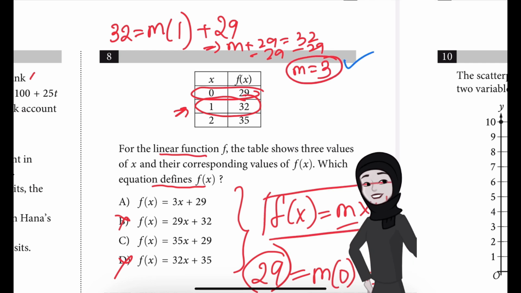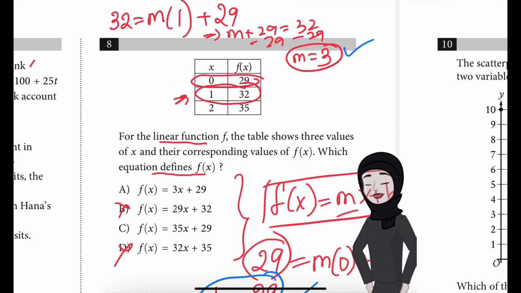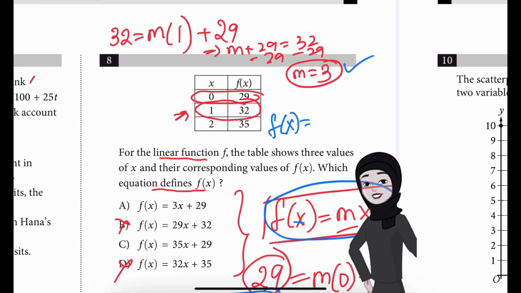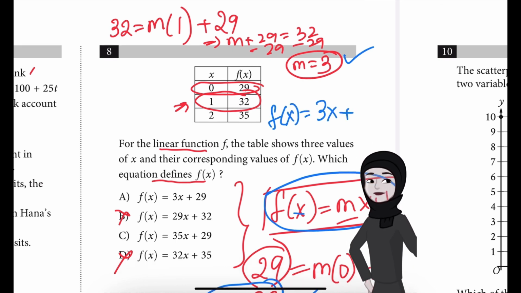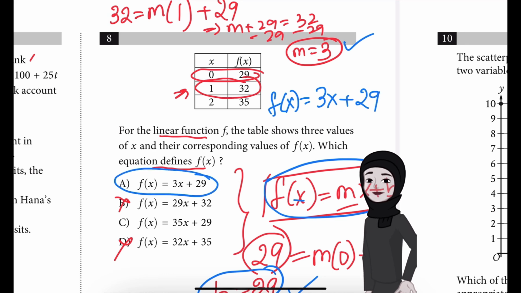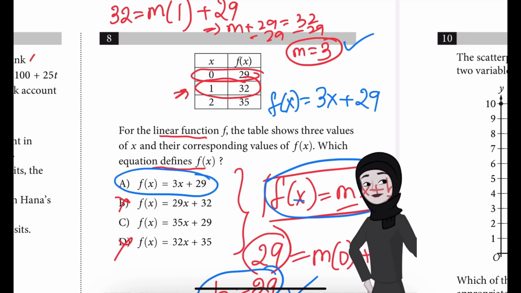So now let's plug in both the values. Now we know that m is 3 and b is 29. So if we substitute in f of x is equal to mx plus b, we will get f of x is equal to 3x plus, remember b is 29. So which is it matching to? It is matching to answer choice A. So we can see that A is the correct answer.